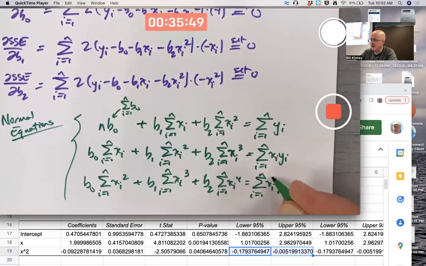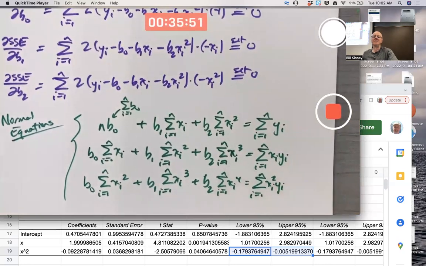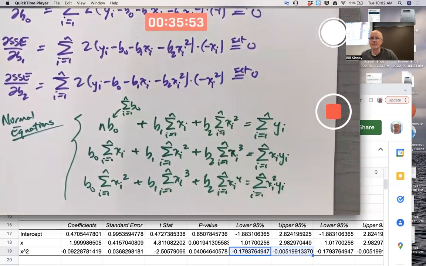Here you have an xi squared. What fun. Solve the system of 3 equations and 3 unknowns. Do some linear algebra. You could try to put it in an augmented matrix and do row operations. You could even try to do it by hand. I would not recommend it.